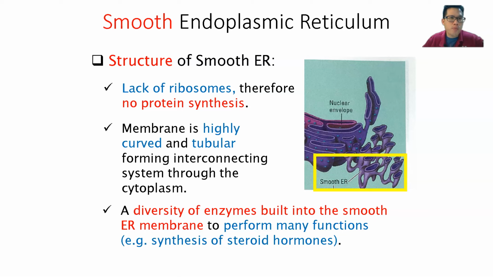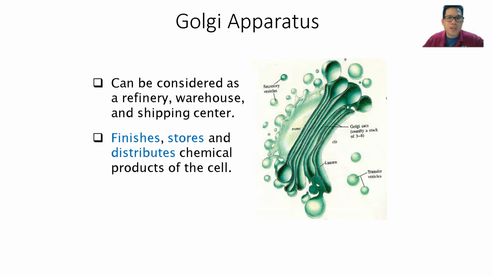Once it goes through the rough ER and smooth ER, it will reach what we call the Golgi apparatus. The Golgi apparatus is basically a refinery, a warehouse, or the shipping center for the proteins here. It finishes whatever proteins are stored and distributes the chemical products of the cells, either between the cells or out of the cell.